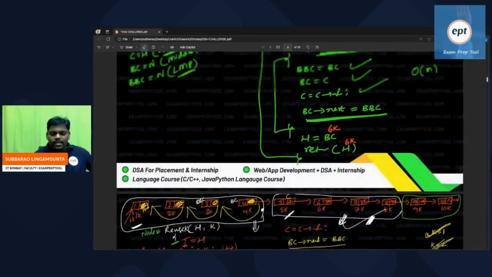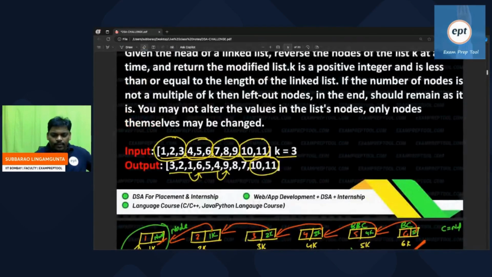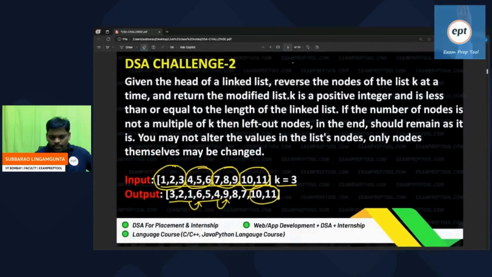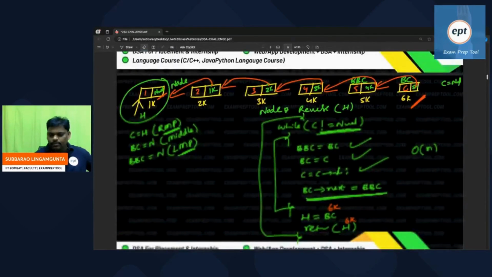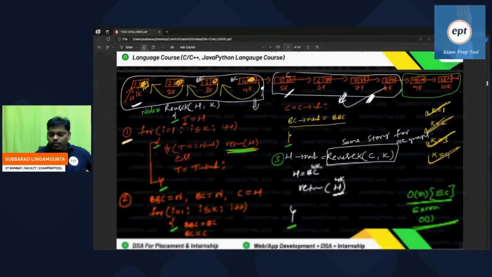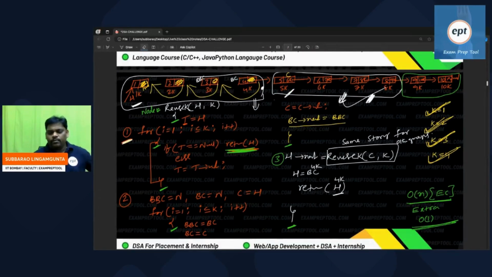So for this challenge, challenge 2, this is the answer. I explained reverse, followed by reversing K people. Perfect. Anyone having any small doubt, you can try in the comment section. We are going to help you.